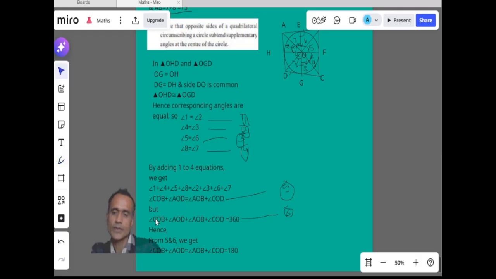We know that the sum of these angles is 360 degrees because it is a complete angle. So COB plus BOA plus AOD plus DOC is equal to 360 degrees. But COB plus AOD is equal to AOB plus COD. That means each must be 180 degrees. So COB plus AOD is equal to AOB plus COD is equal to 180 degrees. Hence we have proved that the angles subtended by the opposite sides at the center are supplementary.